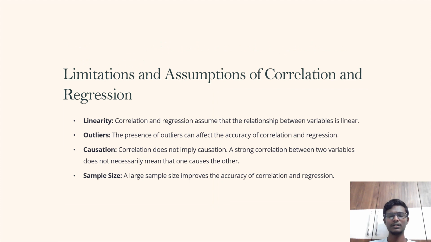In this slide, we'll discuss the limitations and assumptions of correlation and regression. Linearity: correlation and regression assume that the relationship between variables is linear. Outliers: the presence of outliers can affect the accuracy of correlation and regression. Causation: correlation does not imply causation. A strong correlation between two variables does not necessarily mean that one causes the other. Sample size: a large sample size improves the accuracy of correlation and regression.